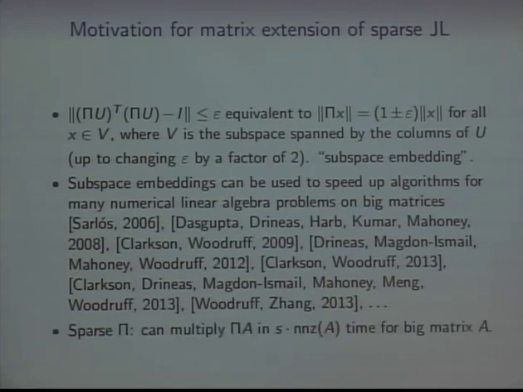And if pi is sparse, that means you can multiply pi times A quickly. So if you have some big matrix A you're working with, you can multiply pi times A in time which is s times the number of non-zero entries in A. So the sparser it is, the closer you get to this bound here.